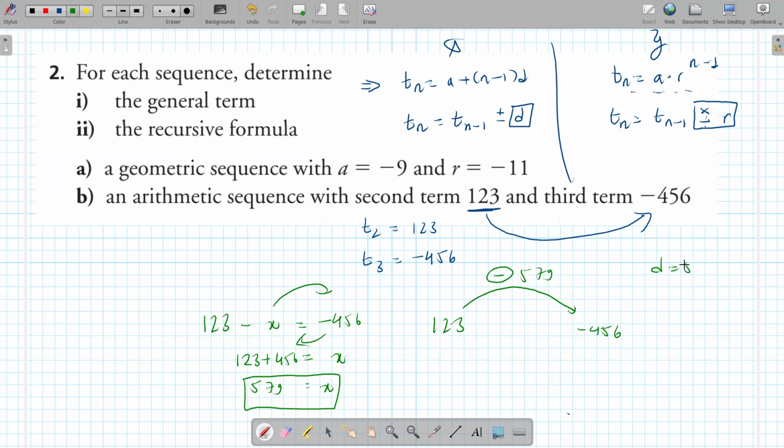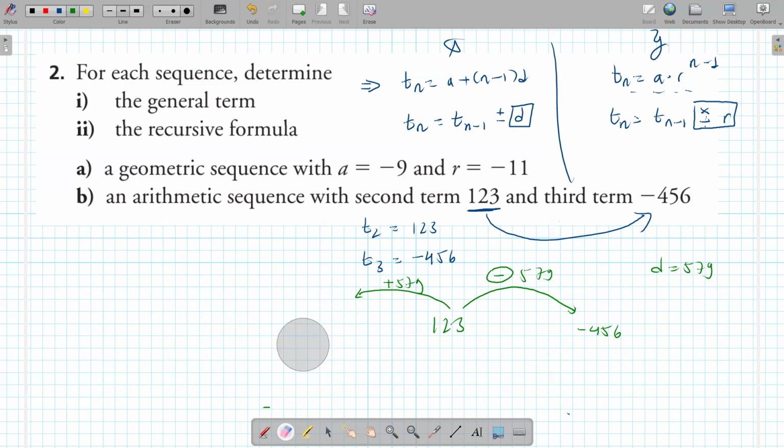So your D is 579, which means if we go one level here, if we add 579 to 123, we would get our first term A, right? Because we must have subtracted 579 from our A to get this. So just add 579 to this. That will give us our A value, 702. So we have everything now. A is 702, D is... sorry, not negative 456, D is negative 579.